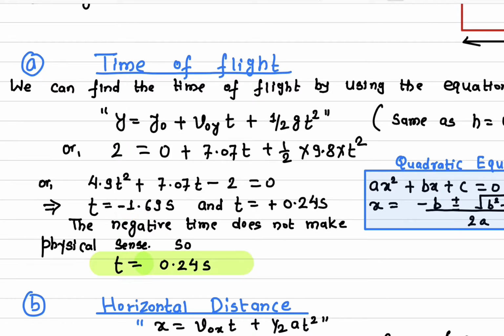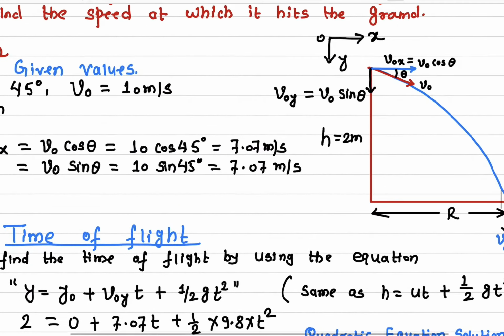Here, what does this negative time mean? Can the time be negative? Physically, it's not possible. No. But mathematically, it does make sense. You might wonder, what does the negative sign mean? If it does not make sense, why is it even coming into this equation? Why is it a part of the solution? There is a sense. Let me explain this one.